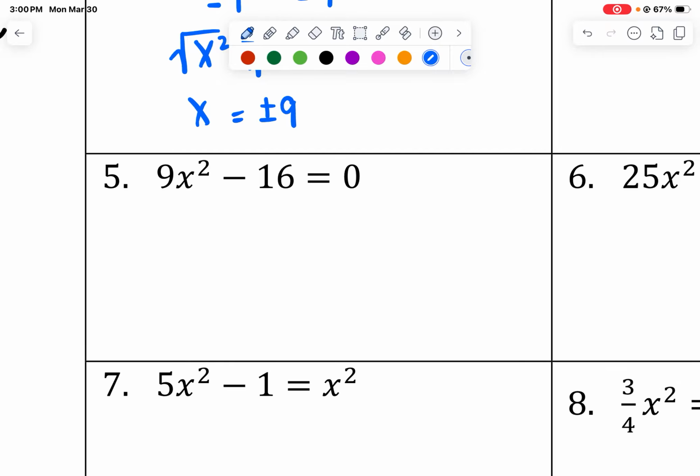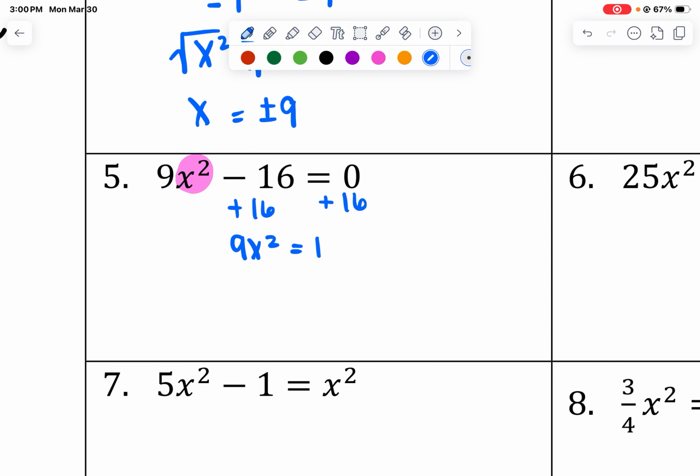The solutions to number 12. Oopsie daisies, I lied. The answers to number 10 are not those. That is the answer to number 12. The answer to number 10 is negative 6, 2. That is my bad. Mixed those up.